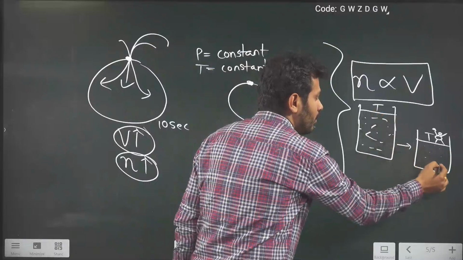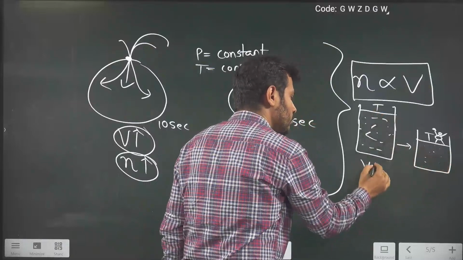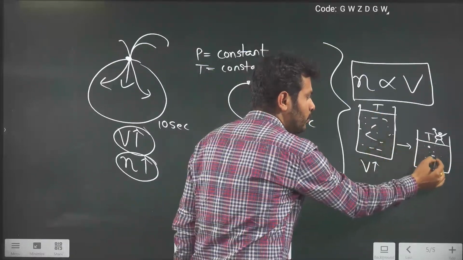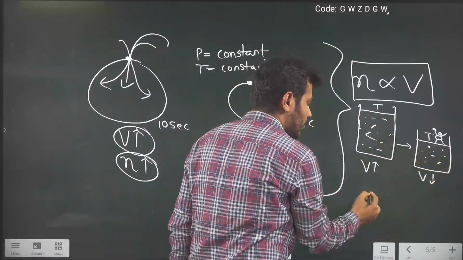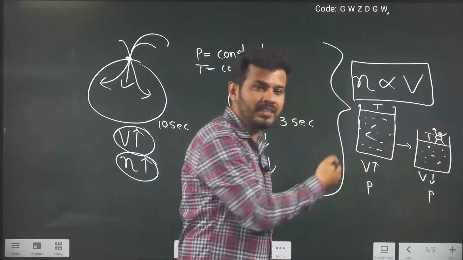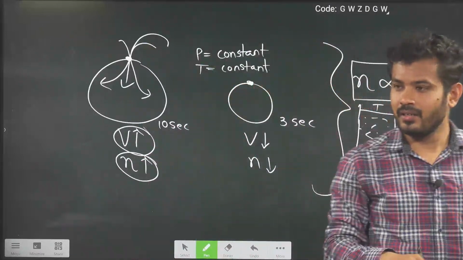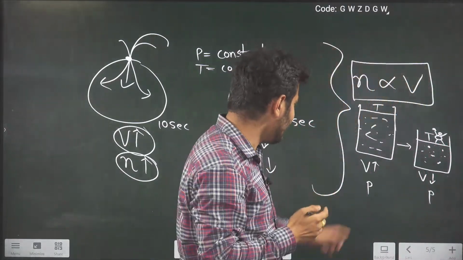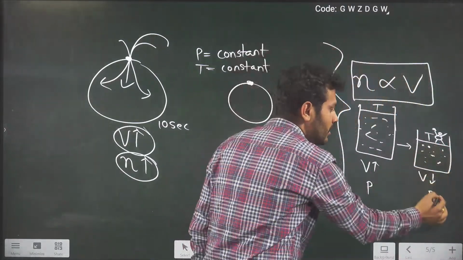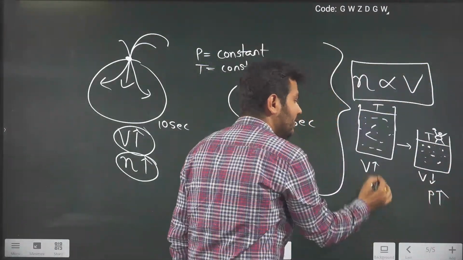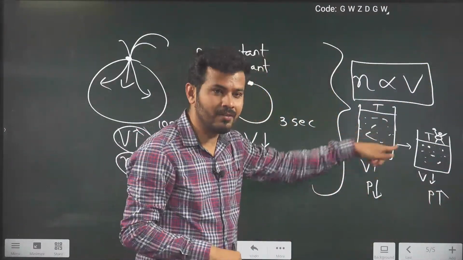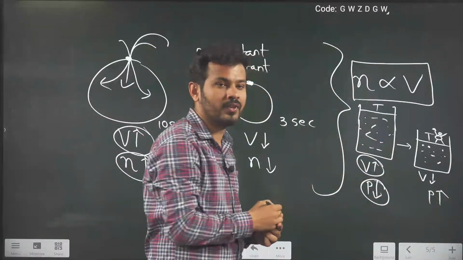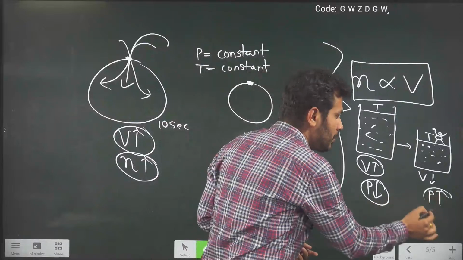Now you tell me what we have done here. Here volume was more, here volume is less. Once the piston goes down, the gas molecules will come close to each other. What will happen to the pressure? In which case is pressure more, and where is pressure less? Pressure is more here because the gas molecules are coming close. Here the pressure is less, as the gas molecules are far away from each other. Lesser is the pressure, more is the volume. Similarly, more is the pressure, less is the volume.